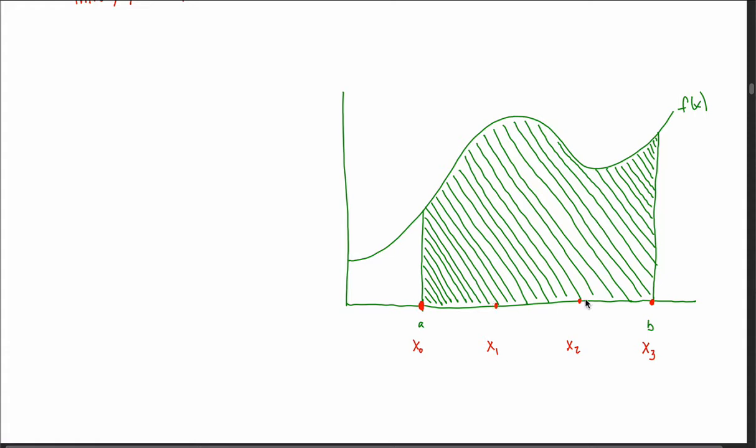These will be the base of our rectangles, and they're all the exact same. That's important. Now what I want to do is figure out the height of the rectangles. And there's 2 different ways you can do that. Let me first draw you a picture showing how you figure out the height using left endpoints.